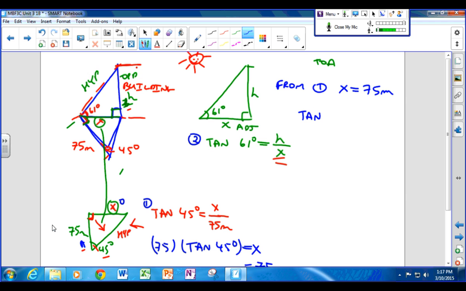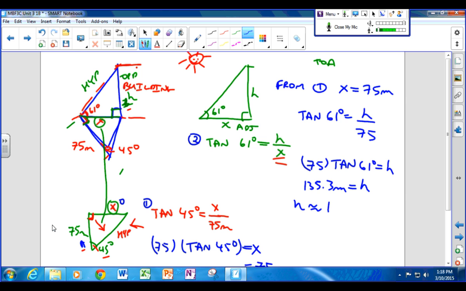So tan 61 degrees equals H over 75, and then 75 times tan 61 degrees equals H, and H is the height of the building. Okay, tan 61 and then times 75 equals 135.3 meters equals H. So H is approximately equal to 135 meters. Can't really round it much. So the building is 135 meters approximately, or whatever you want to write there.